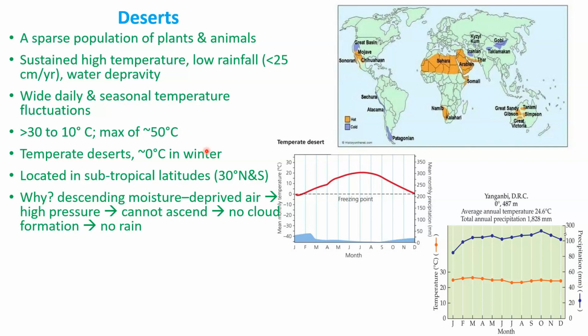Because of the high pressure at the surface of the earth or at these latitudes, these air masses, after absorbing moisture from the earth, cannot rise up. Because of that, cloud formation does not happen, right? Because of that, there is no rainfall. The higher temperatures also lead to high evaporative water loss, which also enhances the moisture deprivation.